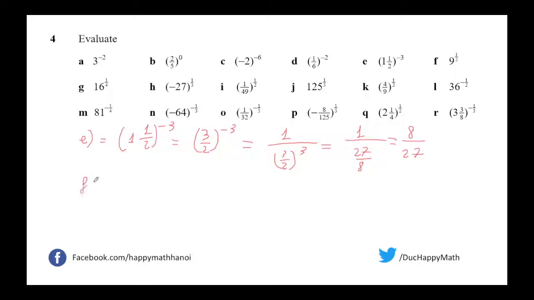And inverting the denominator, you will get 8 over 27 as the final result. So how about F? 9 to the power of 1 over 2, so I told you before, square root of 9, so it will be equal to 3.